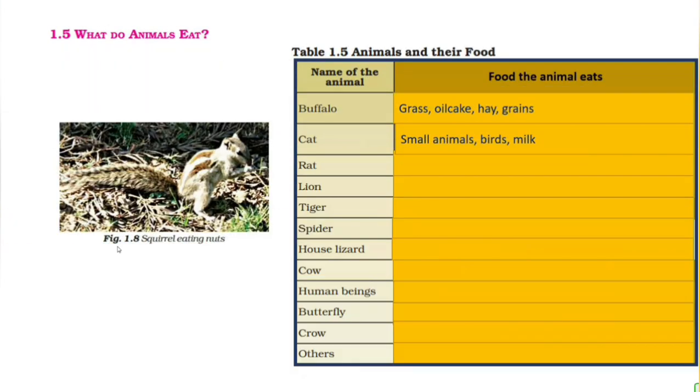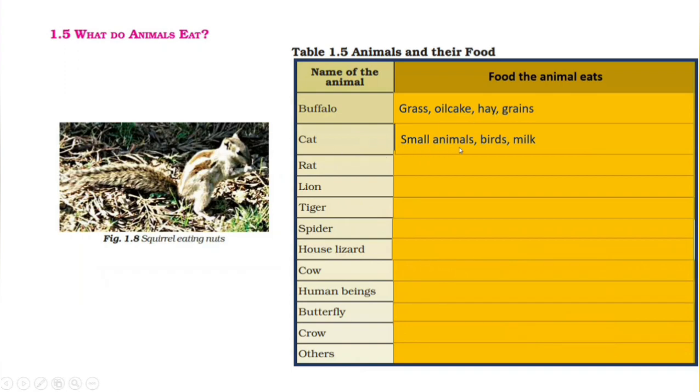Now let's understand what an animal eats. Like what a squirrel eats. If you have observed around you, the squirrel eats nuts. So now in this table what we are doing is we are writing the name of the animal and the food the animal eats. Like buffalo eats grass, oil cakes, hay, grains.